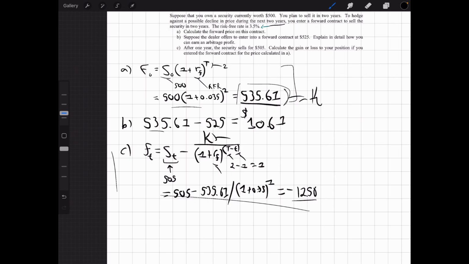And I feel like I'm screaming at my iPad right now. A lot of these words, what does it mean to long something? What does it mean to short something? Figure it out. Google it. The reason why I'm putting so much emphasis on those words is because you should.